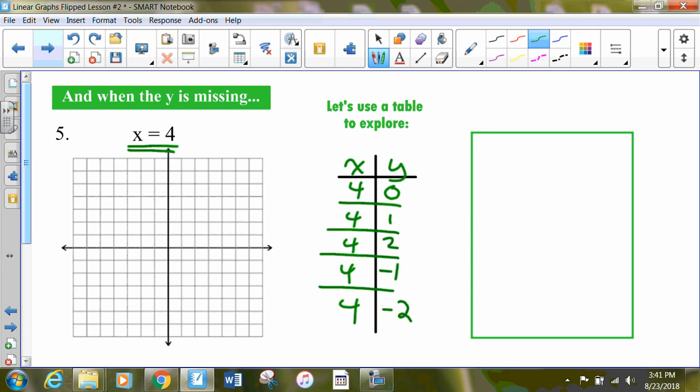It could be 0 or 1 or 2 or -1 or -2. So when I graph this, look what's going to happen. When I graph this point, that's 4, 0, so that's going to be 1, 2, 3, 4. When I graph this, it's 4, 1. When I graph this, 4, 2. When I graph that, it's 4, -1. And when I graph that, it's 4, -2. When we put it together, we can see that it is a vertical line. Right? And every point on this line has an x that's equal to 4. That's why the name of this line is x equals 4.